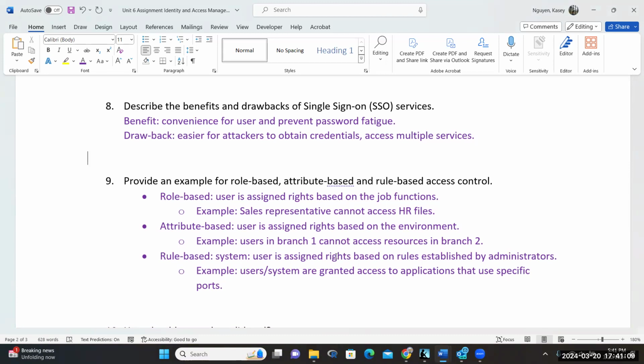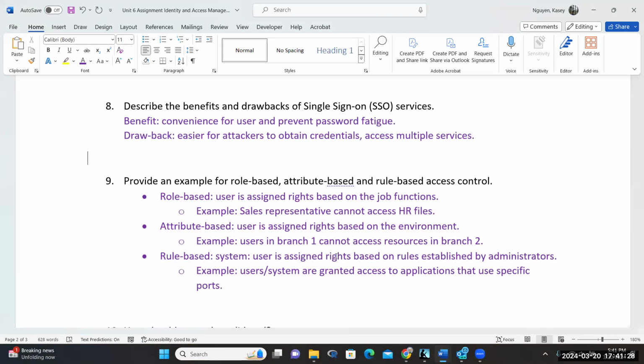And then rule-based system, and this is what you see with routers and things like that, or a wireless router at home or a firewall. So the user or system is assigned rights based on the rules that are established by the administrators.